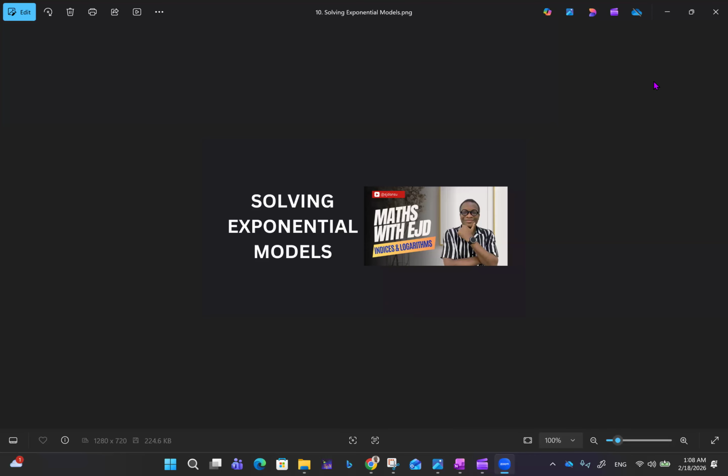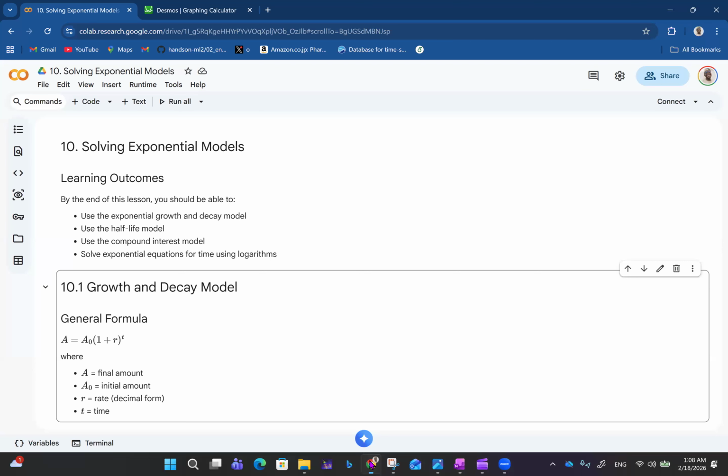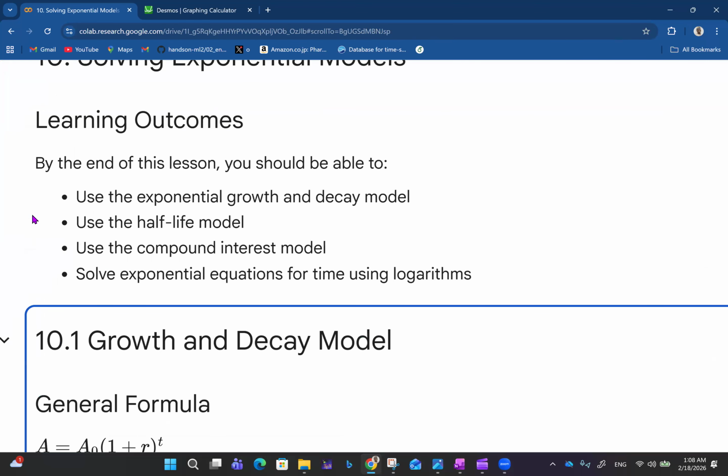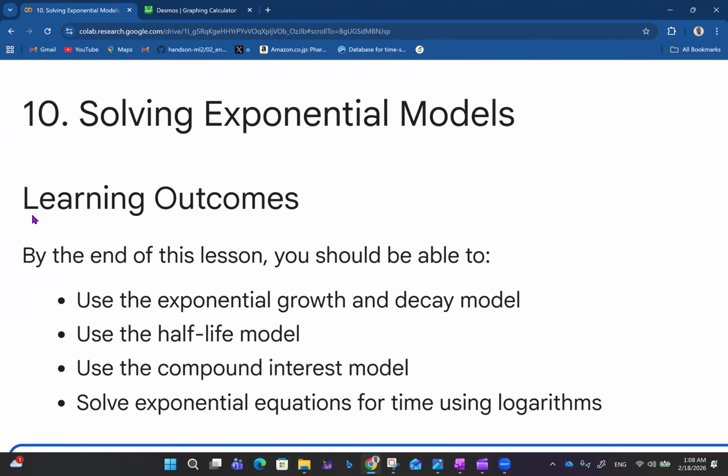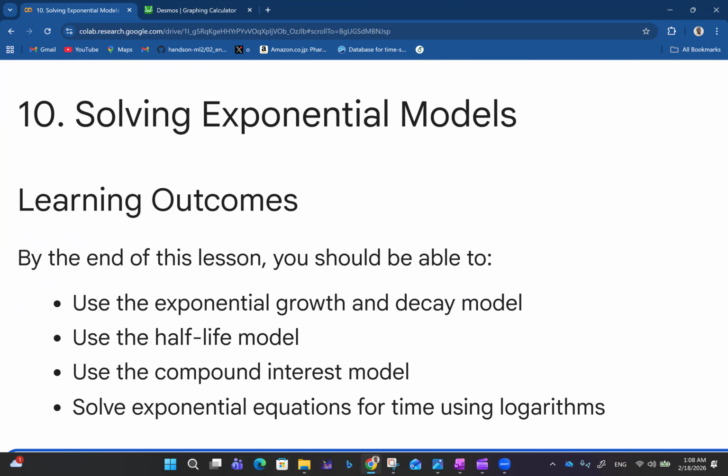Okay, so here we're looking at solving exponential models. So the learning outcomes include the following. By the end of this lesson, you should be able to use the exponential growth and decay model, use the half-life model, use the compound interest model, solve exponential equations for time using logarithms.